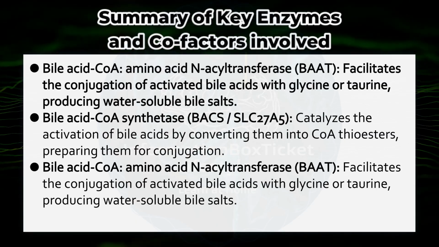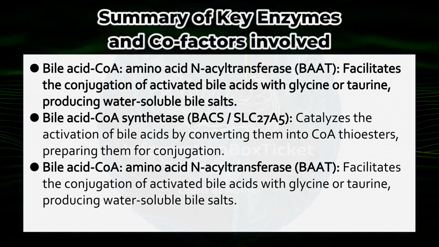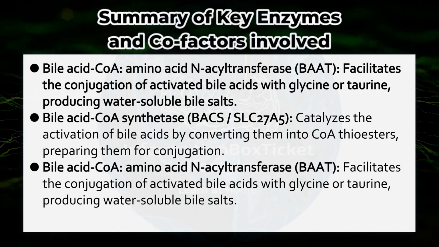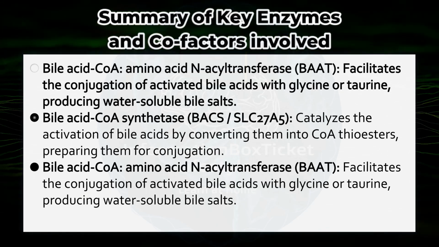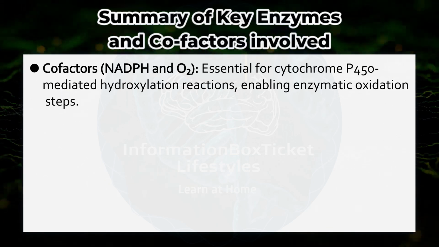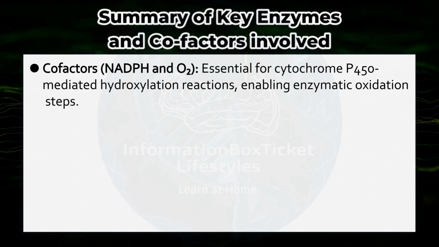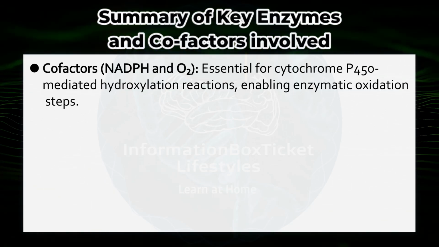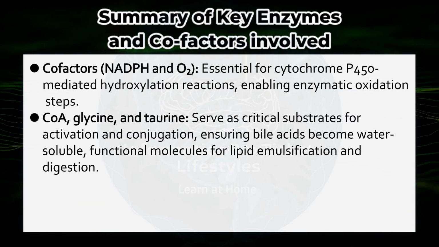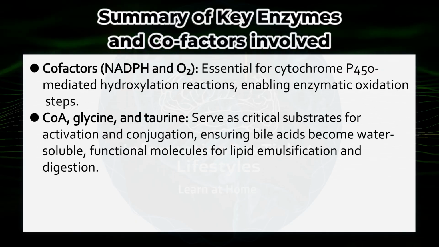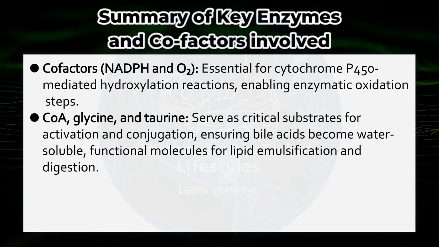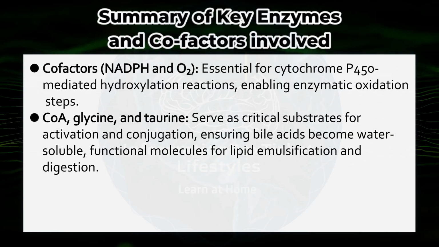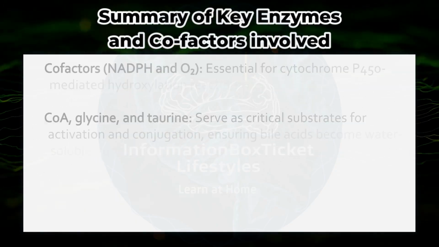Bile acid CoA amino acid N-acyltransferase, BAAT, facilitates the conjugation of activated bile acids with glycine or taurine, producing water-soluble bile salts. Cofactors NADPH and O2 are essential for cytochrome P450-mediated hydroxylation reactions, enabling enzymatic oxidation steps. CoA, glycine, and taurine serve as critical substrates for activation and conjugation, ensuring bile acids become water-soluble, functional molecules for lipid emulsification and digestion.